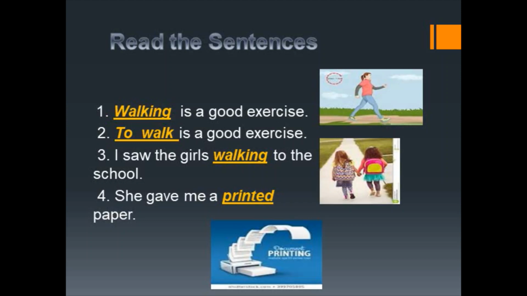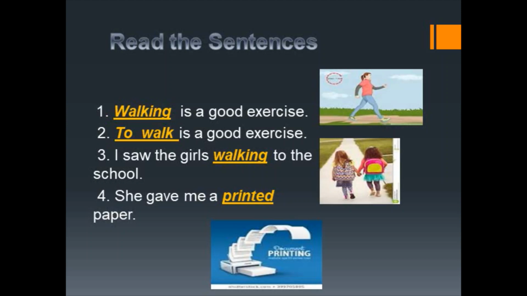Students, if I ask you, what is the role of the marked words here? You notice that I have marked some parts of the sentences, and if I ask you what the roles of the marked words are, you might answer, teacher, they all are verbs. Yes, they look like verbs. Walking, to walk, walking, printed. Yes, they look like verbs, but please notice carefully. Are they working as verbs here?